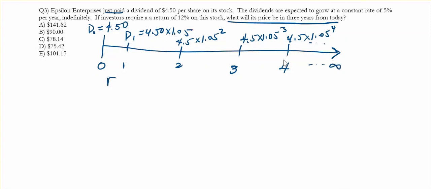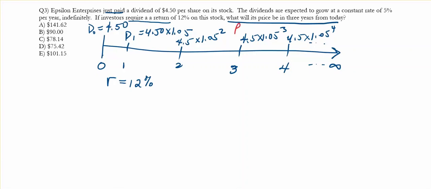Investors require a rate of return of 12%, so here we're using a different expression for the stock's discount rate than the previous two problems. Again, it means the same thing. When you say requires a return, it's 12%. We want to know what's the price 3 years from today.